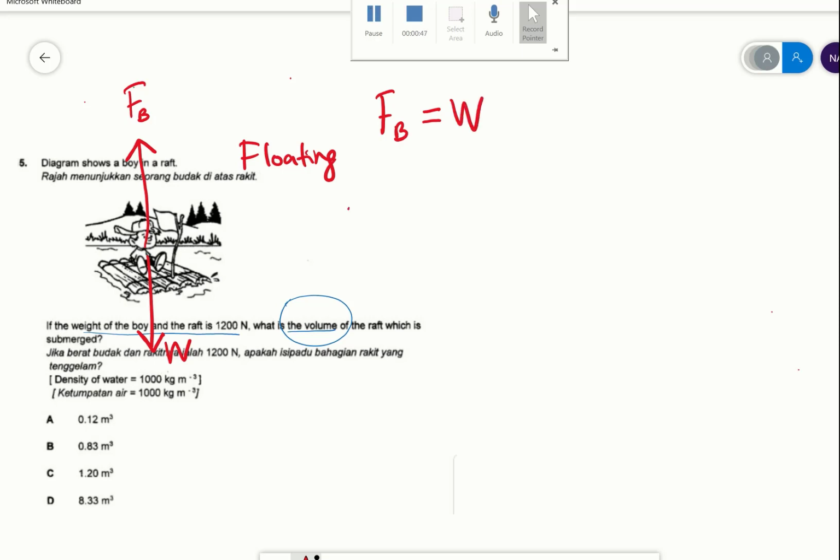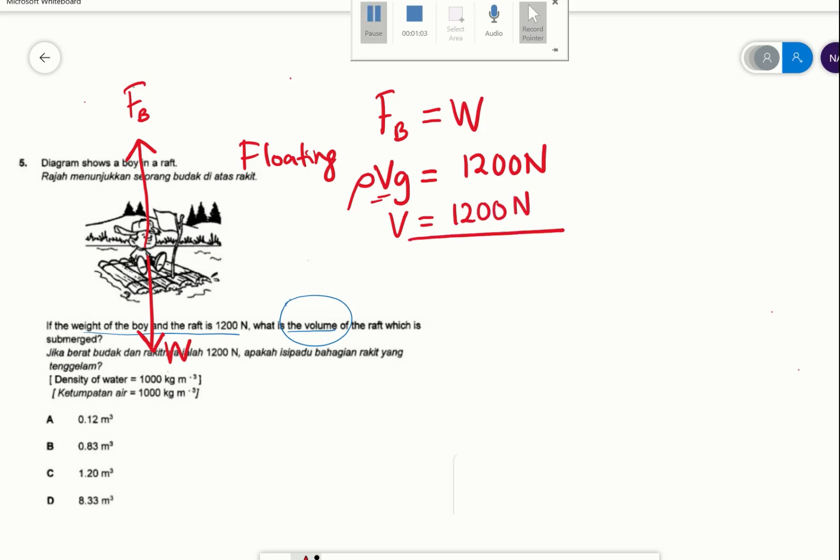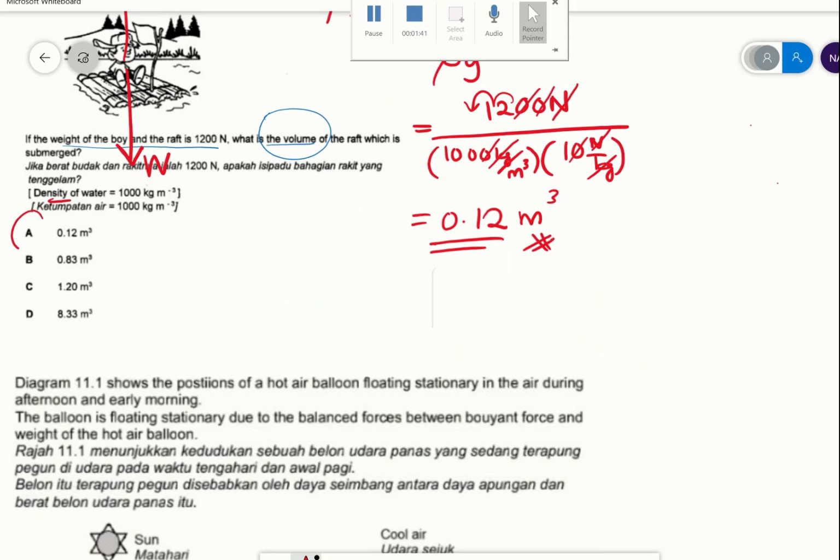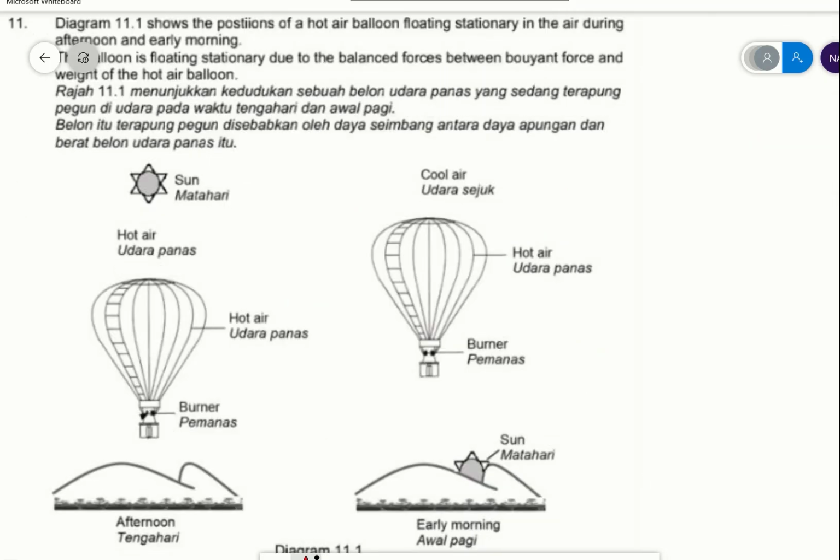Fb is equal to the weight of water displaced. Fb equals rho Vg, and rho Vg equals what's given, 1200 Newton. We want V, therefore V equals 1200 Newton over density and g, gravitational acceleration. So we substitute the values of density, 1000 kg per meter cubed, times 10 Newton per kg. We cancel out a few things, and that leaves us with the answer, which is 0.12 meter cubed. So number 15, the answer is A. Good. Many of you got it right.